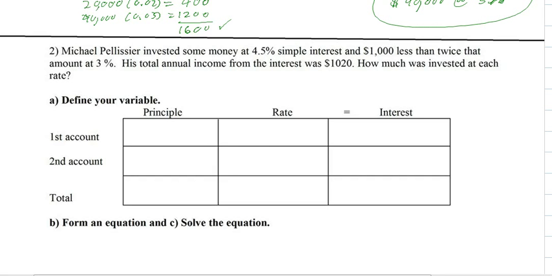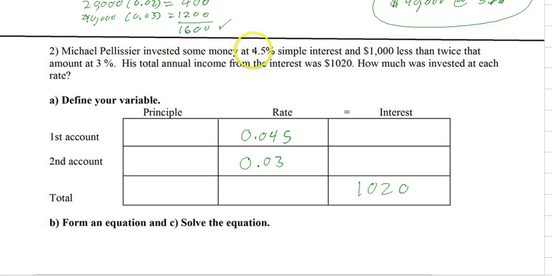Alright, so on this one, let's just pull out our rates first. We're going to do a 4.5%. So if you divide it by 100, we get this. 3%, divide it by 100, we get this. And let's see what else we have. We have a total income from interest of 1,020, so that's our total interest. And then our principal for each.